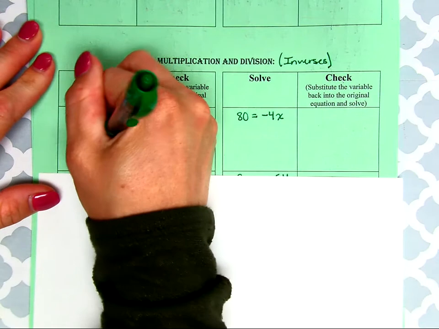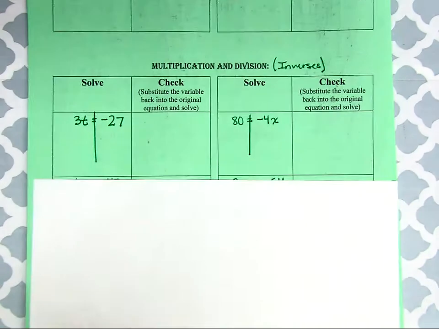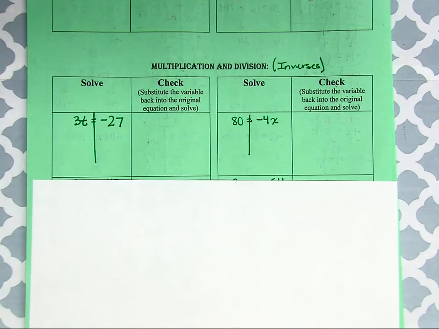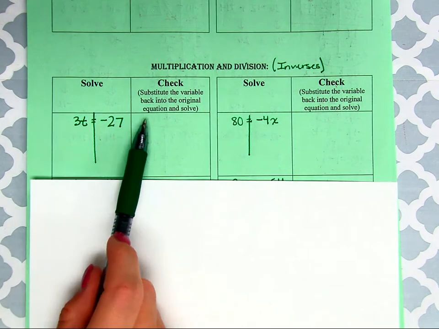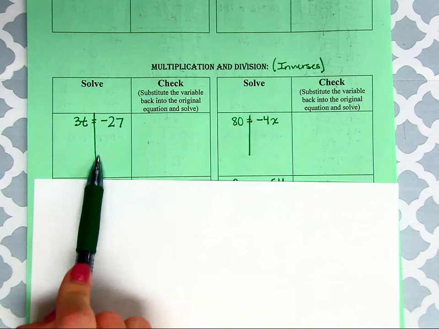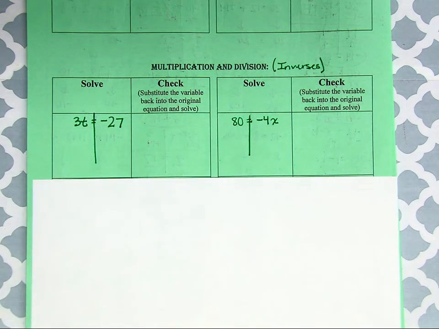So remember, we want to keep drawing that line down the equal sign so that we're separating the two sides of our equation, especially when we get into really longer equations where there's a lot of stuff going on over here and a lot of stuff going on over here. We want to keep that line drawn.